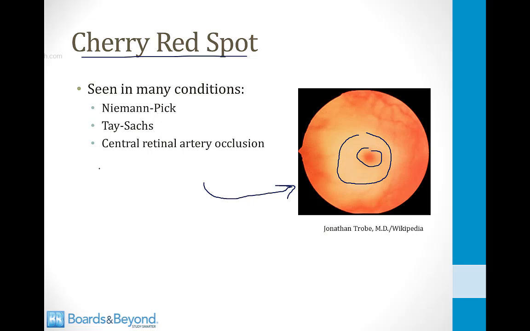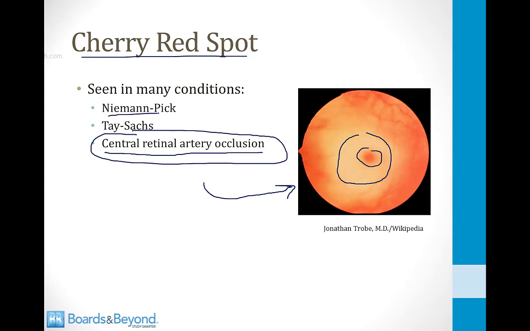Now, the most common reason this occurs and the way you may actually see it clinically is as a result of a stroke that causes central retinal artery occlusion. But you should never see this in children. If you see it in a child, then they are most likely describing Niemann-Pick disease or another lysosomal storage disease that we'll talk about in a minute called Tay-Sachs. Both of these lysosomal storage diseases result in the cherry red spot on physical exam.